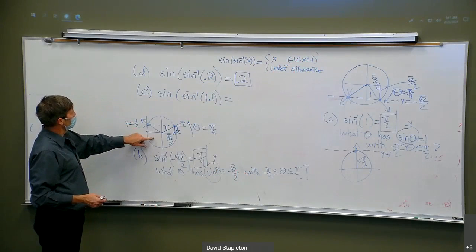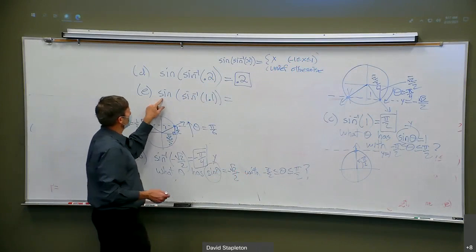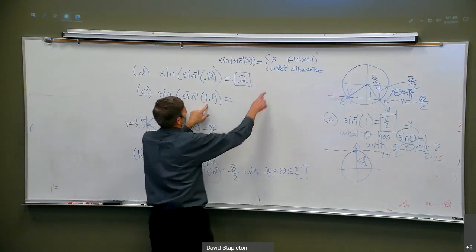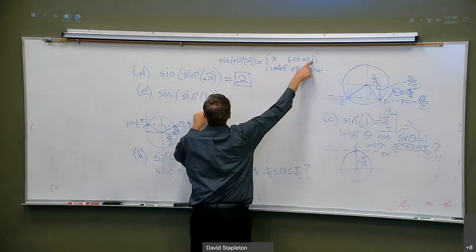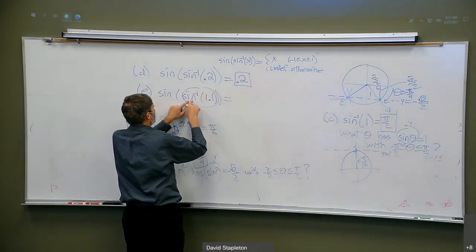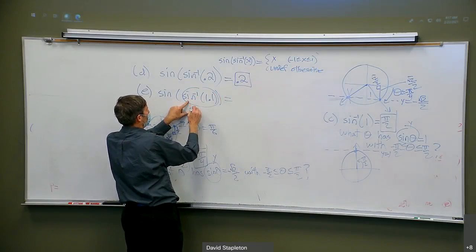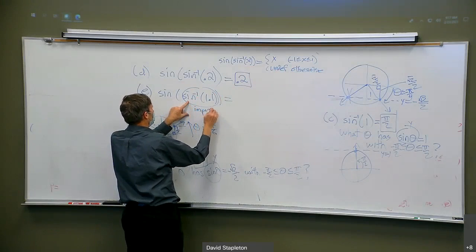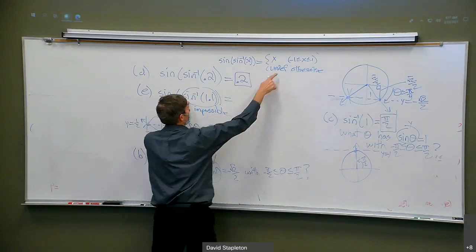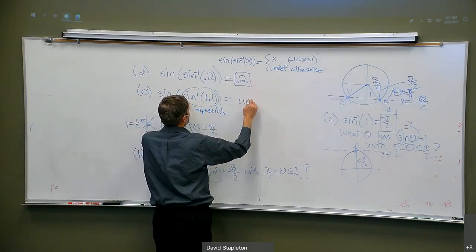All right, so this one, we'd like to say it's 1.1, but it's not. If you put in a number bigger than 1, you're saying what angle has sine equal to 1.1? There isn't one. The sine is always a number between plus and minus 1. This is impossible. That's why this is written up here. So the answer is undefined.